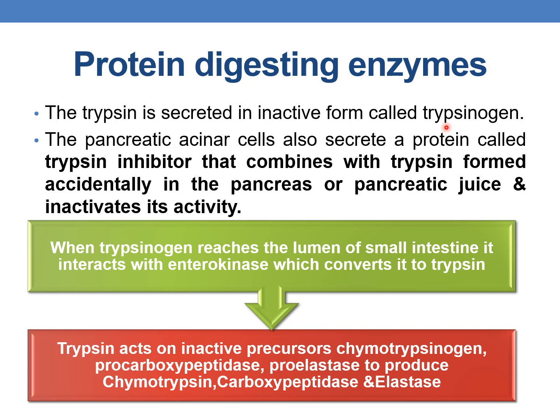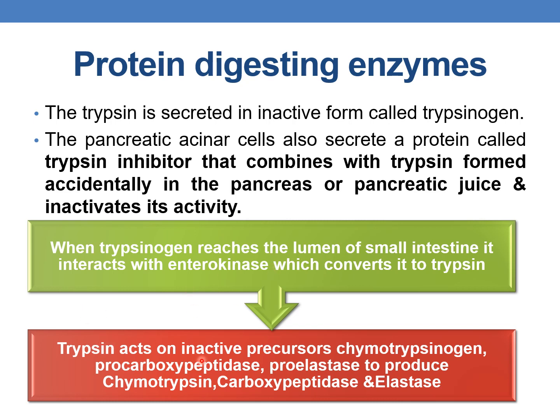Usually, in the pancreas, trypsin is secreted in an inactive form called trypsinogen. And if in some way trypsin is formed, there is again a feedback mechanism. The pancreatic acinar cells also secrete trypsin inhibitor that combines with the trypsin formed accidentally in the pancreas or pancreatic juice and inactivates its activity. So this inactive trypsinogen that reaches the lumen of the small intestine interacts with enterokinase, which converts trypsinogen to trypsin. The enzyme which converts trypsinogen to trypsin is enterokinase.